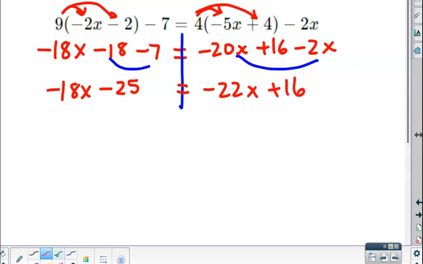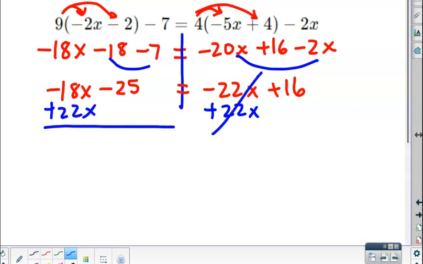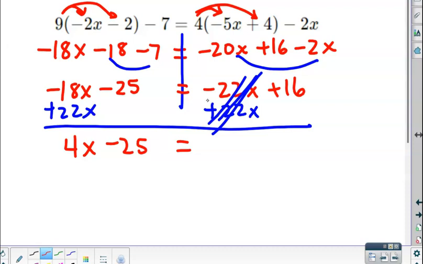Now, since I do have letters or variables on both sides of the equation, I'm going to use an inverse operation so that I can bring them together on the same side to combine them. So I'm going to add 22x on the right and on the left. That allows me to combine them on the left and make them disappear from the right. And now I'm going to rewrite 4x, bring down the minus 25, bring down the equal sign, leave off the 22x, and bring down the 16.